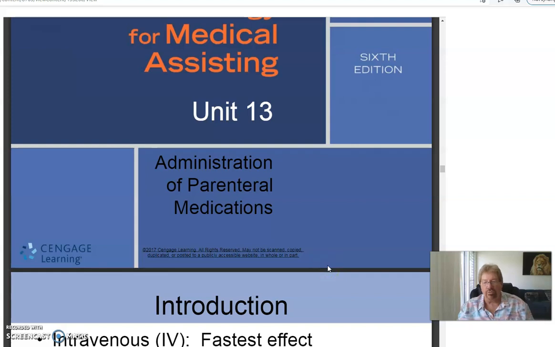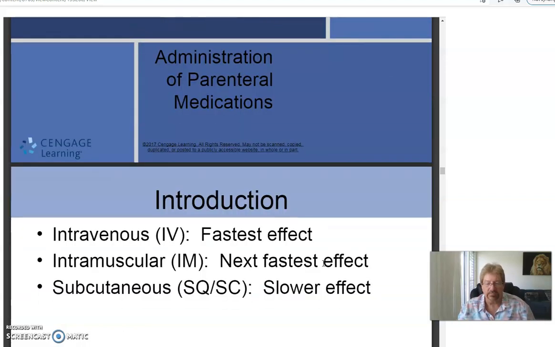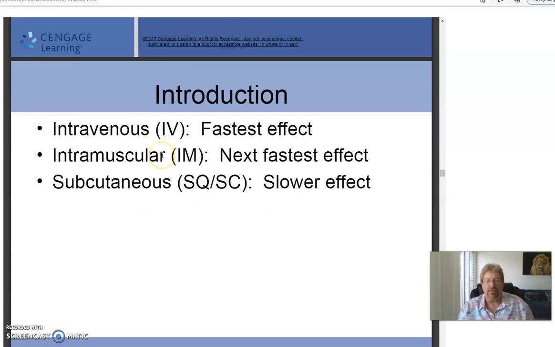Administration of parenteral meds. What are parenteral meds? Give an injection. There are 3 kinds, and this only has 2 of them. There's intravenous, IV, which goes directly into a vein, which is something medical assistants usually do not do. You have to have someone a little higher up.